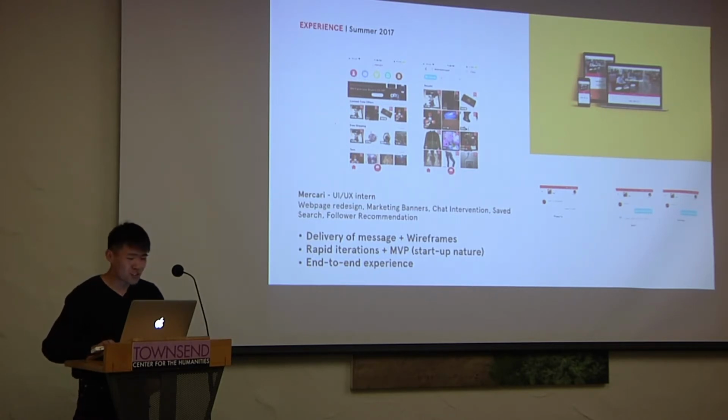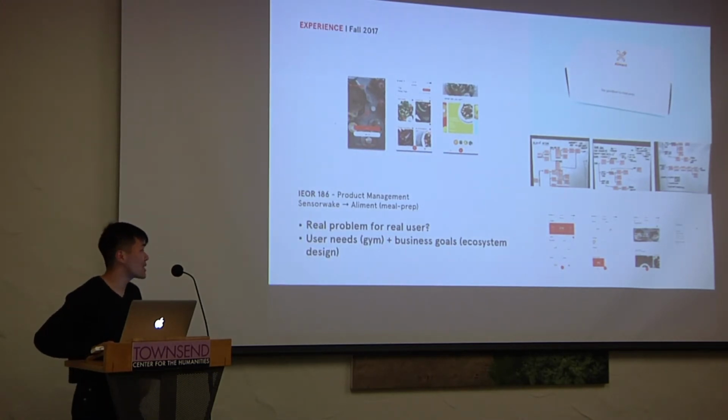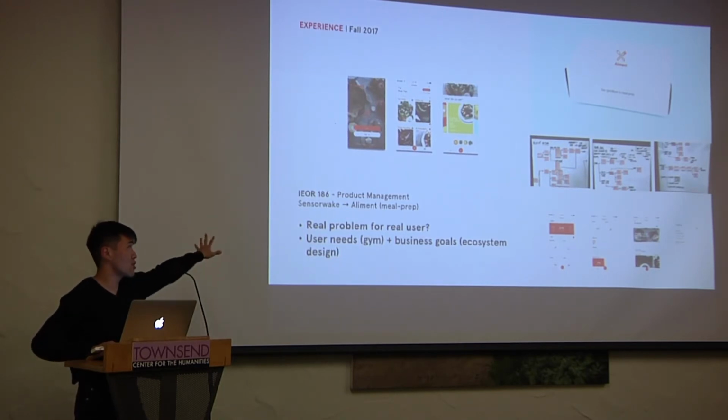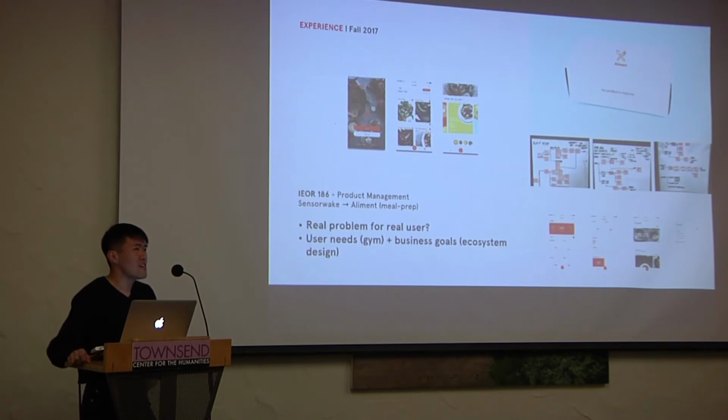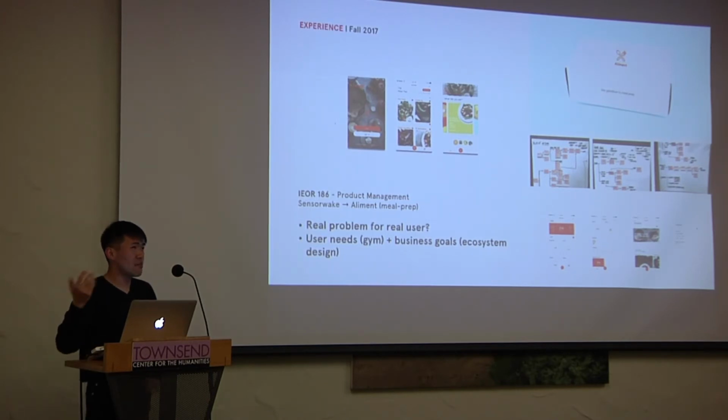And then for my 3rd course, which was the fall of 2017, I took IOR 186, which is a product management class. And from this one, we actually started off with a product called Sensor Wake, which is an alarm clock. It essentially wakes you up by emanating a scent of your choice. If you want to wake up to the scent of croissants, then it will wake you up. But what we realized during our user research is that people actually did not find a real need for it, because why have that when you can just have your phone? So at that point, the thing that really drove it home for us was that we weren't solving a real problem, nor were we addressing a real need for real users.